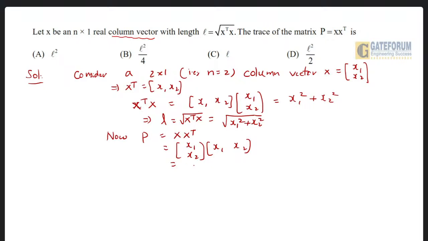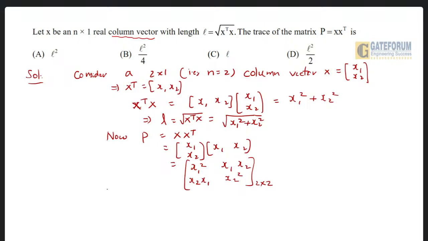So first row into first column, x1 into x1, x1 square. First row into second column, x1 x2. Second row of the column matrix multiplied by the first column of the second matrix, x2 x1, is nothing but x1 x2. Second row multiplied by second column, each row and column containing only one element, x2 square. Now this is a 2 cross 2 matrix.